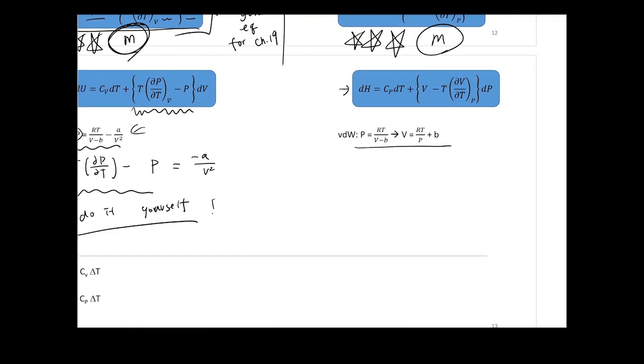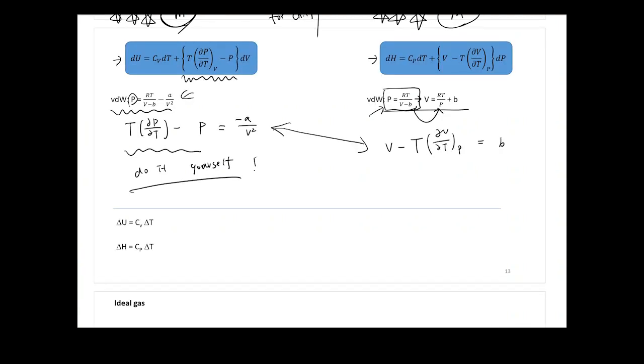For the excluded volume, here we need to make some simple approximation because we only care about the excluded volume. Therefore, for the van der Waals equation, we throw out the internal pressure term. Therefore, we write the pressure like this. Once you have this, you can express your V as RT over P plus B. So you can show to yourself that V minus T times partial V partial T at constant P is going to equal your excluded volume B. I'm going to leave this to you.